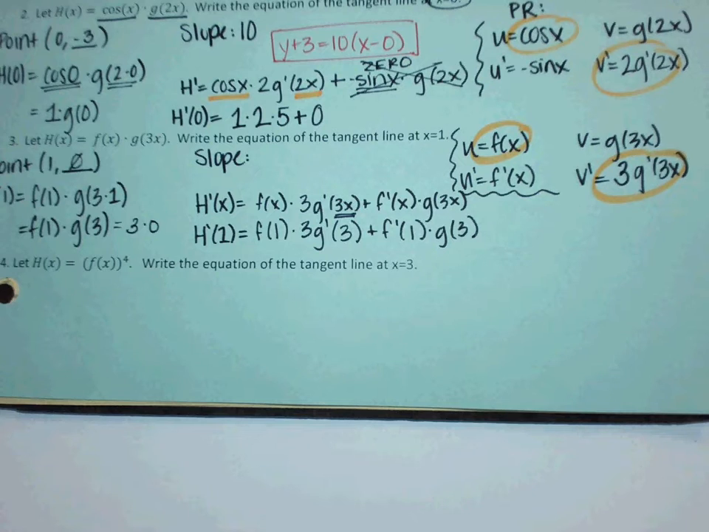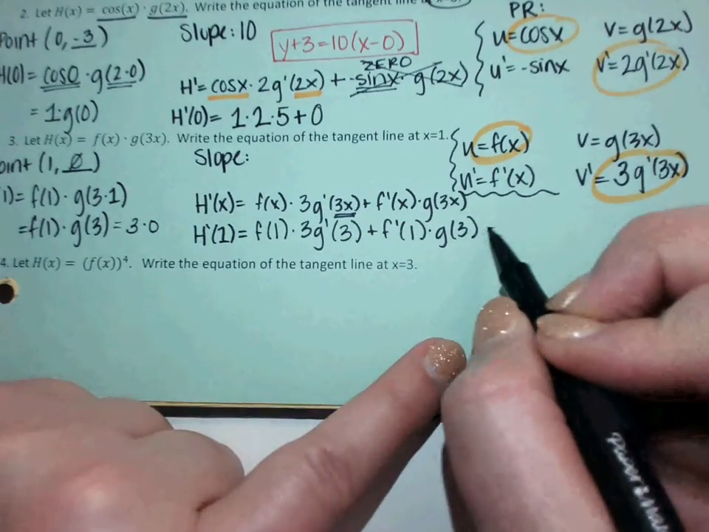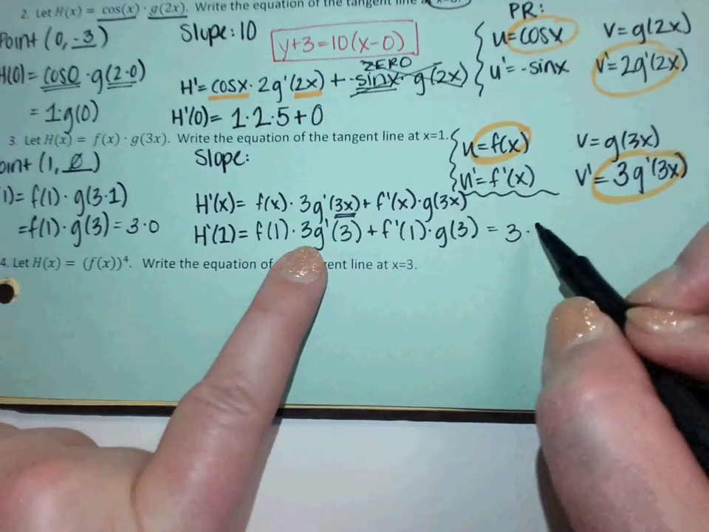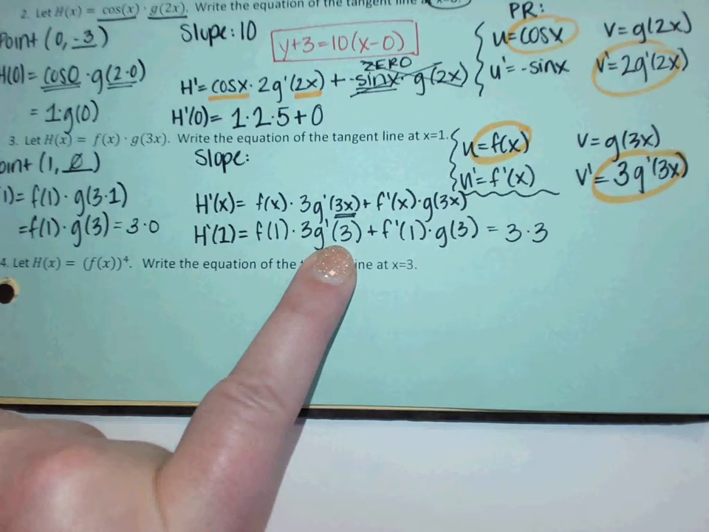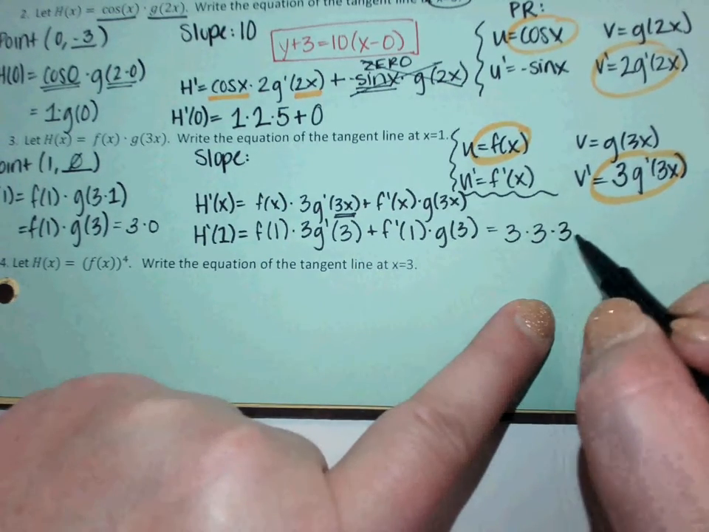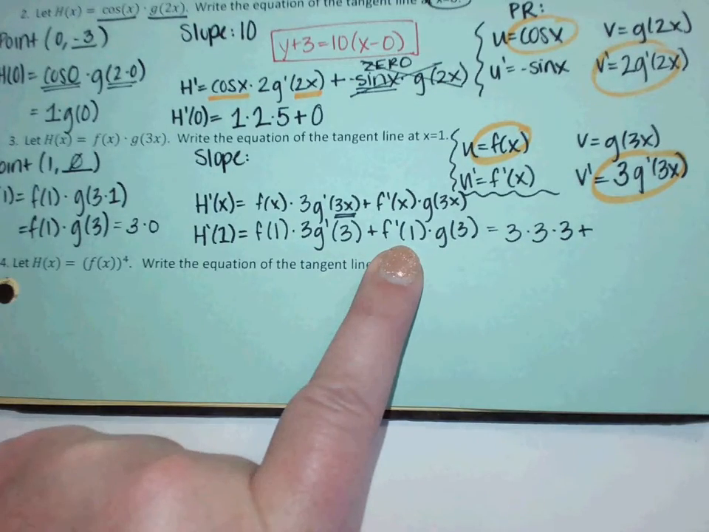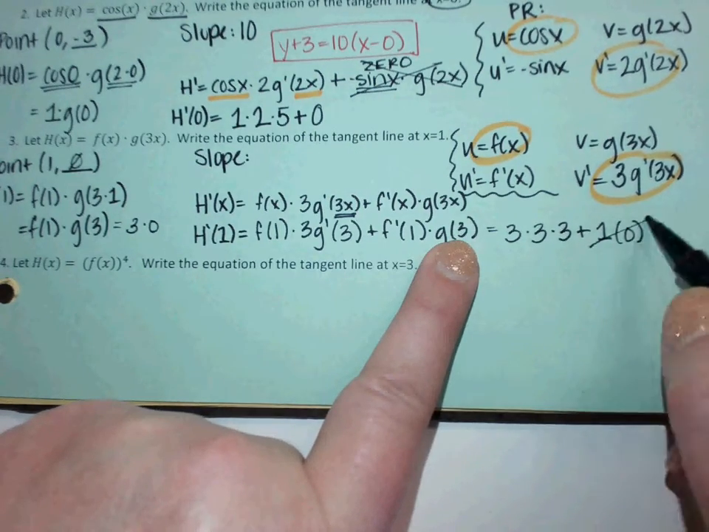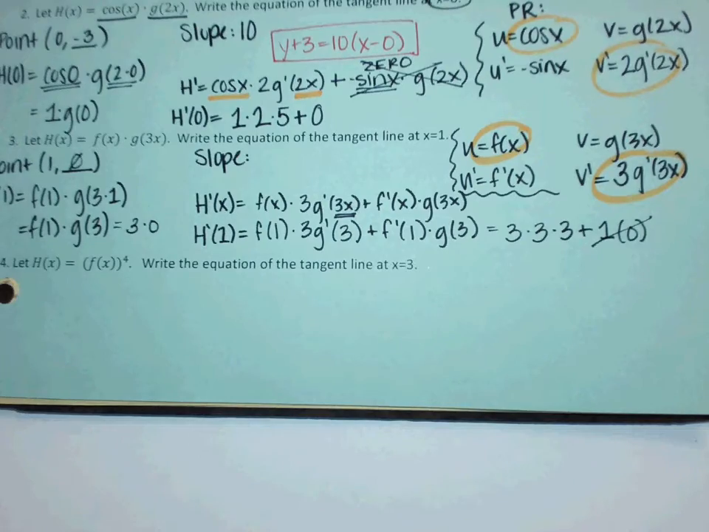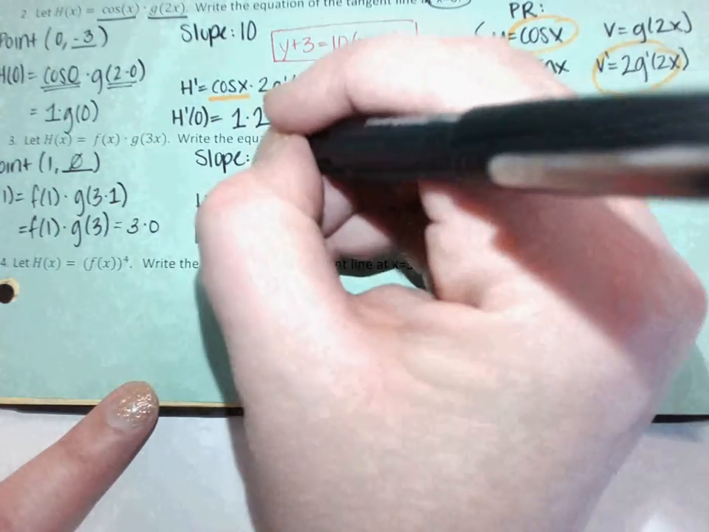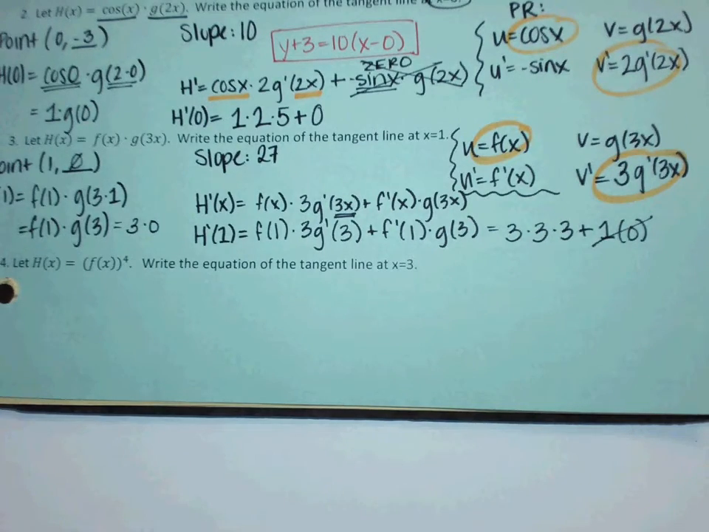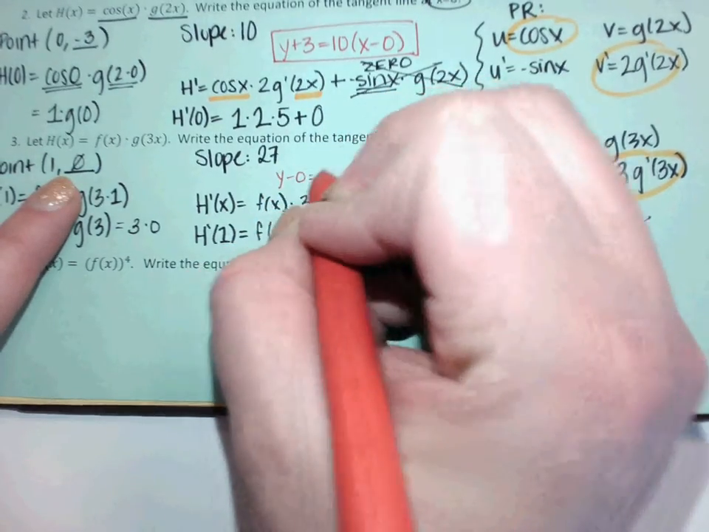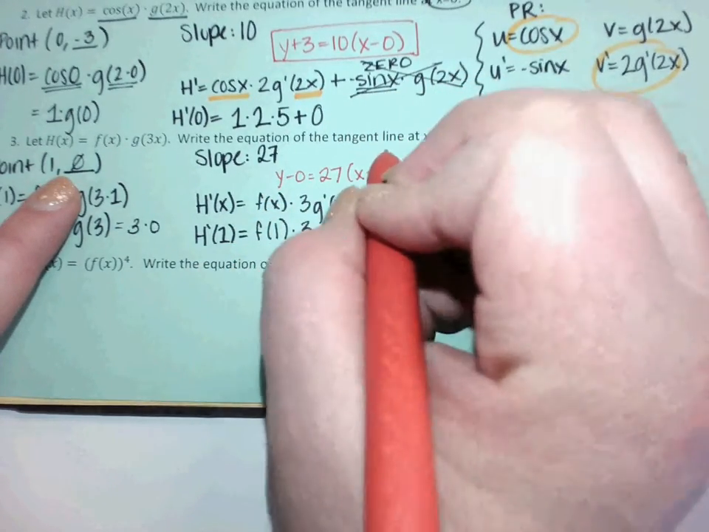Then from there, we're checking our table, pulling all those values out. What is regular f of 1? 3 times another 3 here. What is g prime of 3? 3. G prime of 3 is another 3. Plus, what is f prime of 1? 1. And then what's regular g of 3? 0. So that guy crosses out. 3 times 3 times 3 gives me 27. Then from there, I have my point, I have my slope, I have enough information to write the equation of my tangent line. So it'll be y minus 0, 27, x minus 1.